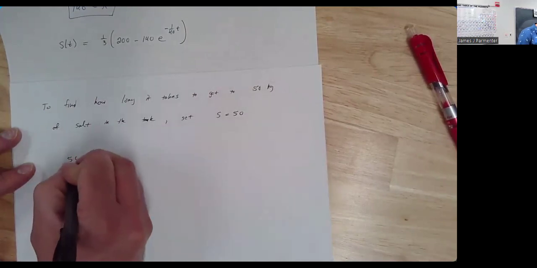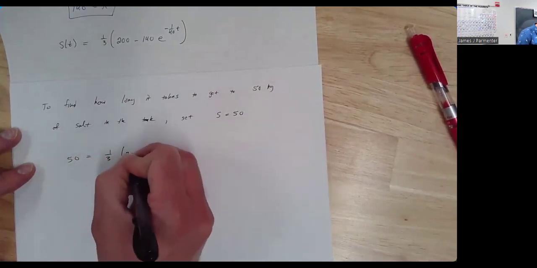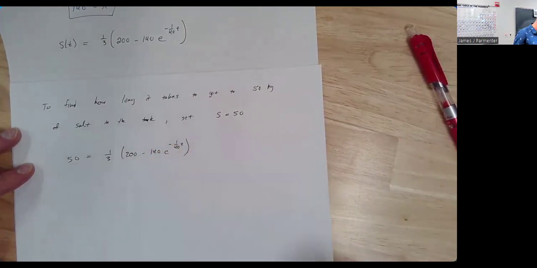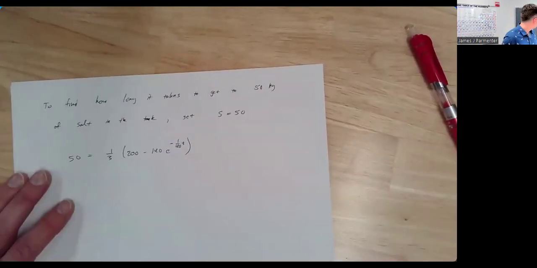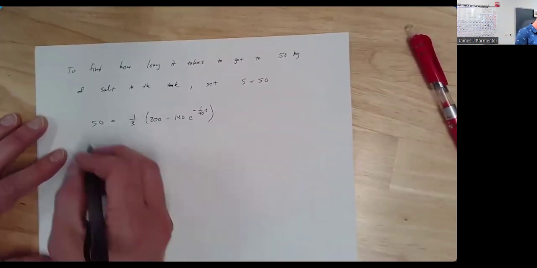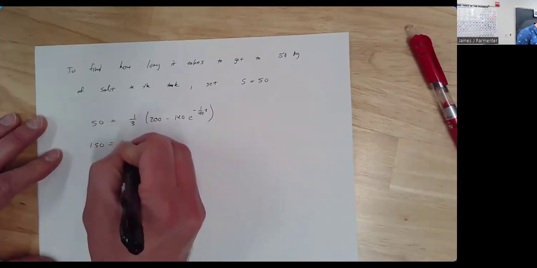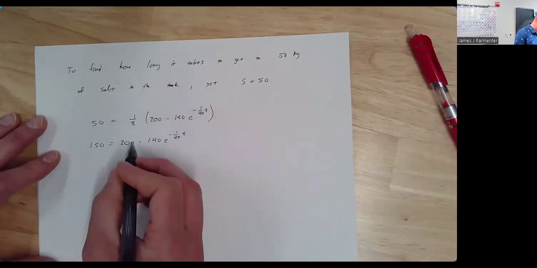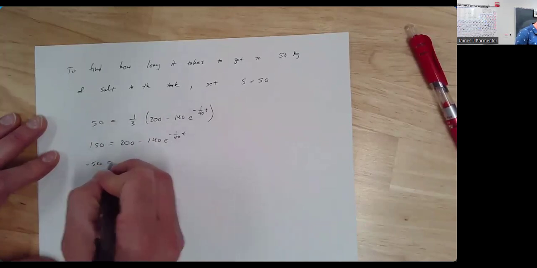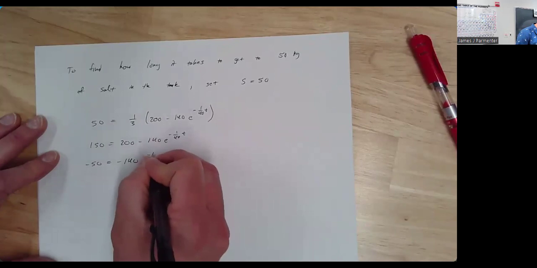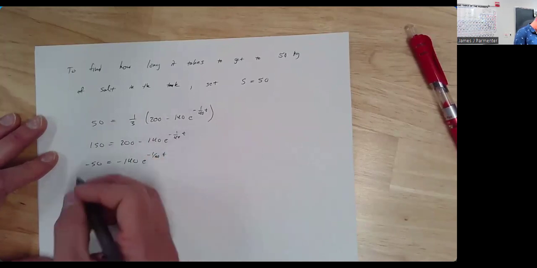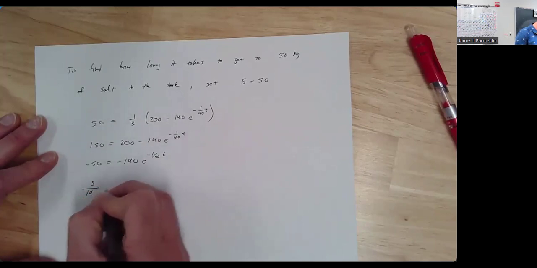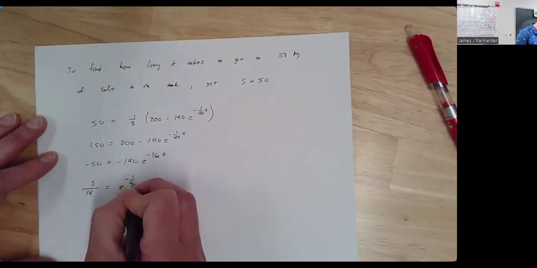So we're going to have 50 equal to 1/3 times 200 minus 140 e to the negative 1 over 40 t. And then we're going to solve for t. So multiply both sides by 3. Subtract 200, so negative 50 equals negative 140 e to the negative 1 over 40 t. Divide both sides by negative 140, so you get 50 over 140, or 5 over 14, equal to e to the negative 1 over 40 times t.